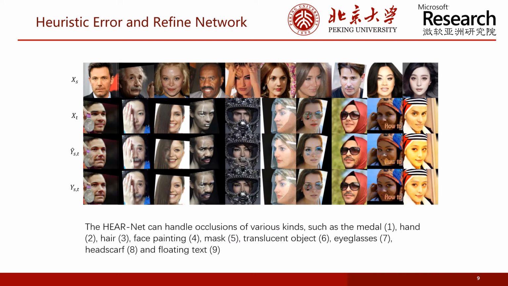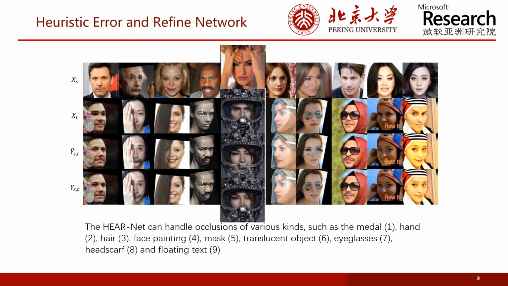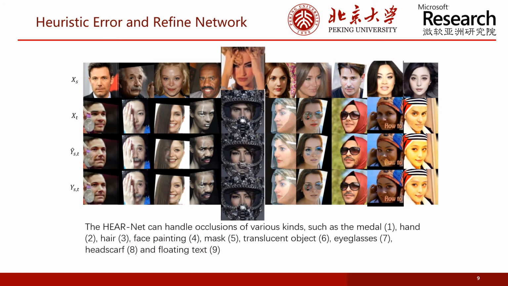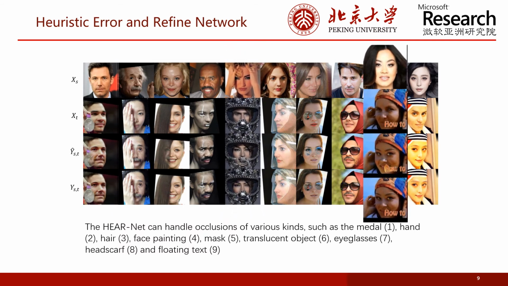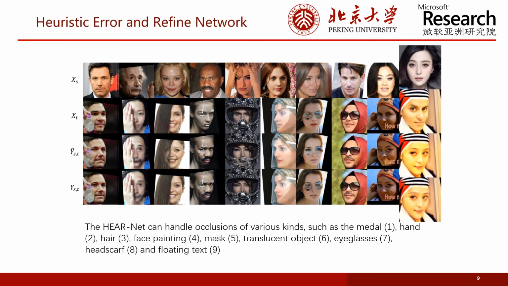Here are some examples showing the strong capability of HEAR-Net. Like in column 1, it restores the medal in the man's hand, and in column 5, the helmet that the woman wears, and in column 9, the floating text on the woman's face. And we also found that HEAR-Net can repair the shifted color to a certain degree.